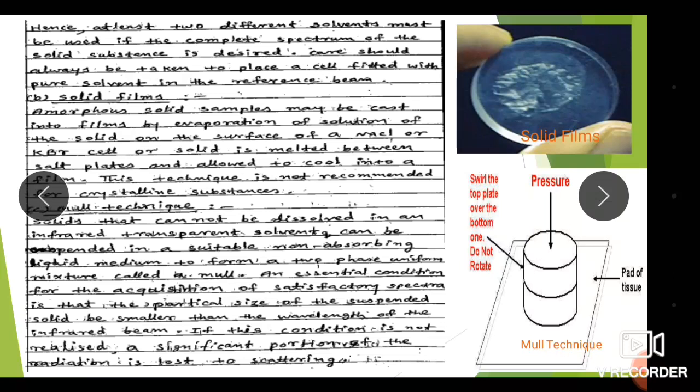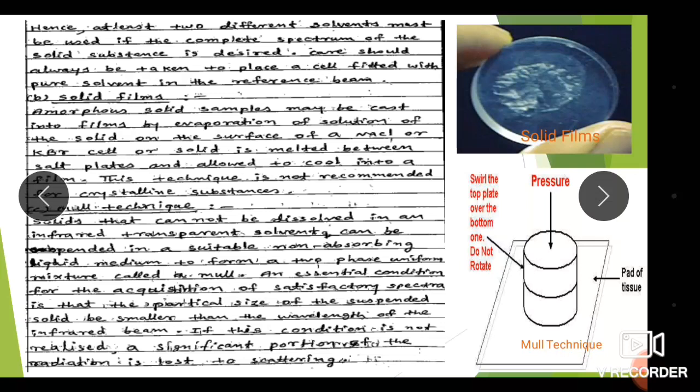The second type of sampling of solids is solid films. Amorphous solid samples may be cast into a film by evaporation of a solution of the solid on the surface of a NaCl or KBr cell, or the solid is melted between the salt plates and allowed to cool into a film. This technique is not recommended for crystalline substances. It is only for amorphous substances.